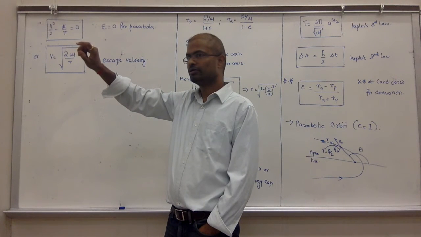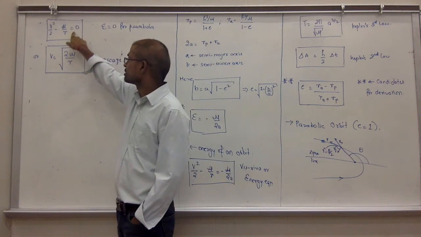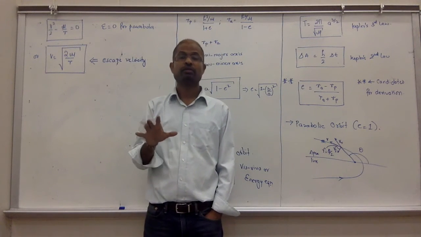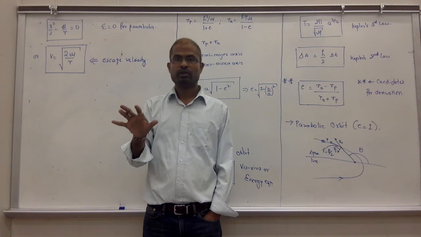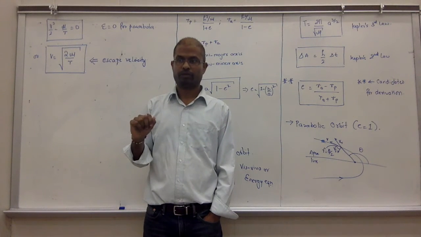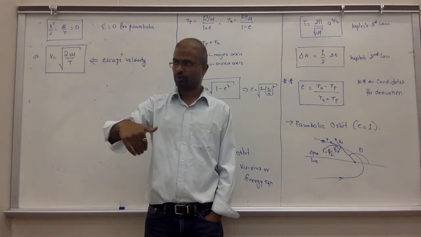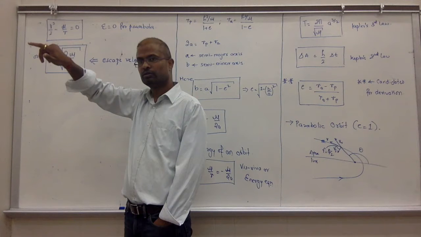Because that's the one that's tangent to the, see, what this means is the energy is just enough to get out of the orbit. It keeps going, it doesn't get pulled in. It's just enough to go out of the orbit.